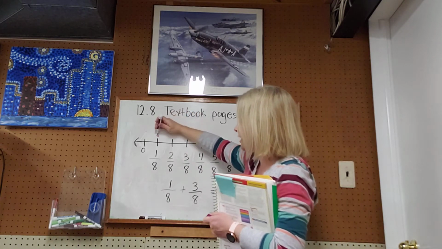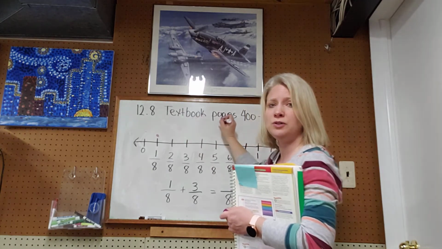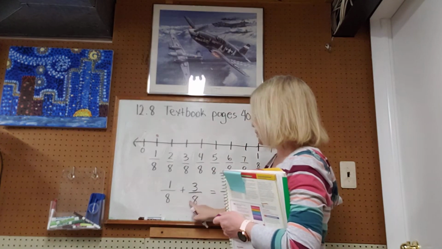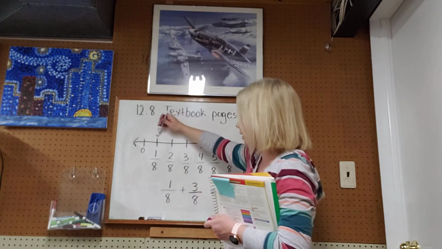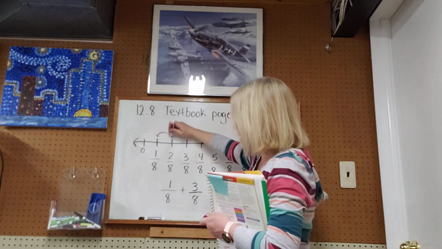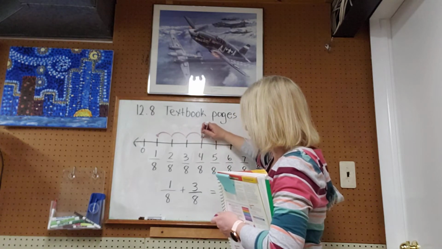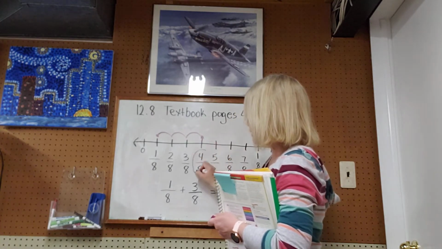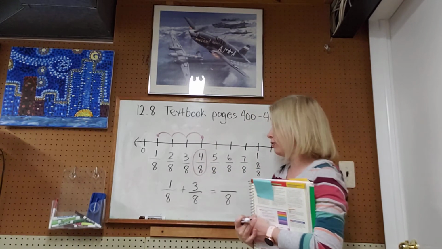So I can skip down my number line, just like we did with multiplication. We moved down the number line, so we're doing it for addition too. We were at the 1, and we want to move down 3 more. So I'd go 1, 2, 3 more, and end up here at 4/8. So my answer would be 4/8.